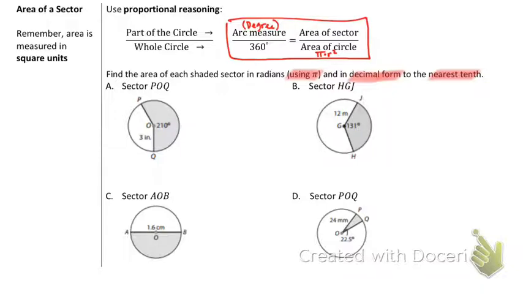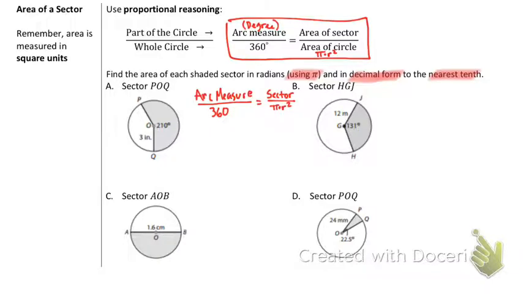So let's go ahead and do sector POQ. To do this, we use the formula: arc measure divided by 360 equal to area of sector. I'll just put sector to save space, divided by area of circle, which we know is pi times r squared.